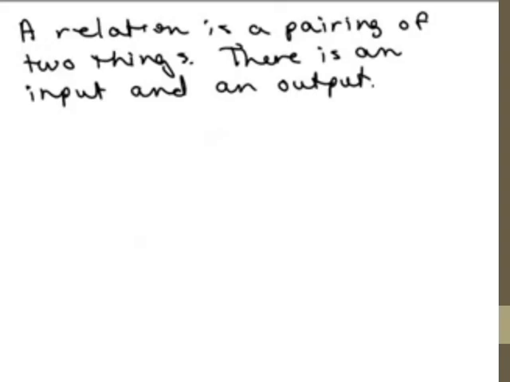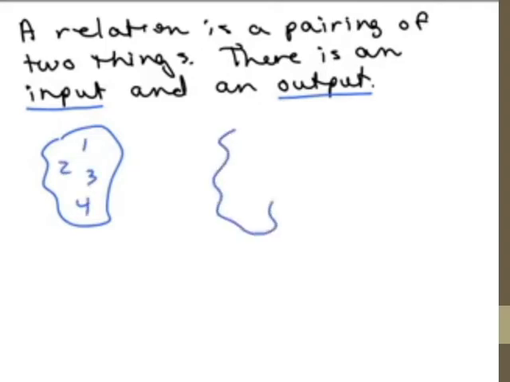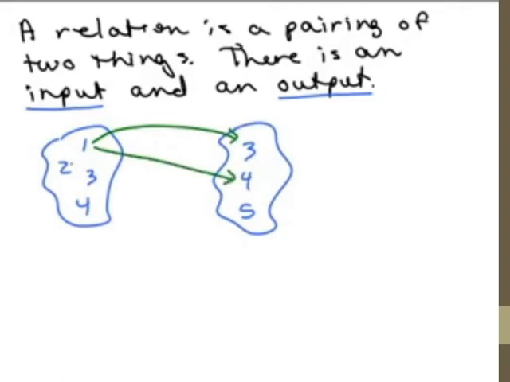Alright, so a relation is a pairing of two things. There is an input and out comes an output. And so one way you might do it, let's say I've got this picture and I've got some numbers to make it easy, the numbers 1, 2, 3, and 4. And then I have this output, and let's say over here I have a 3, 4, and a 5. So what I could do is draw a picture to say what happens. Each input might have more than one output or just one output.